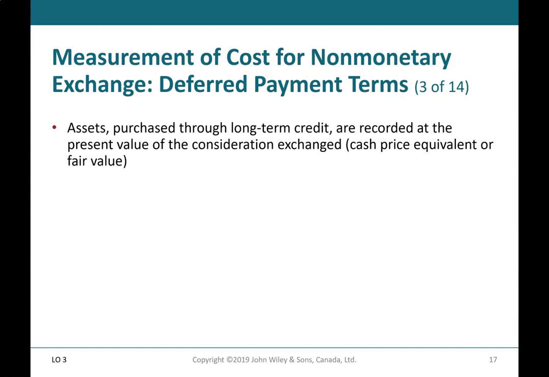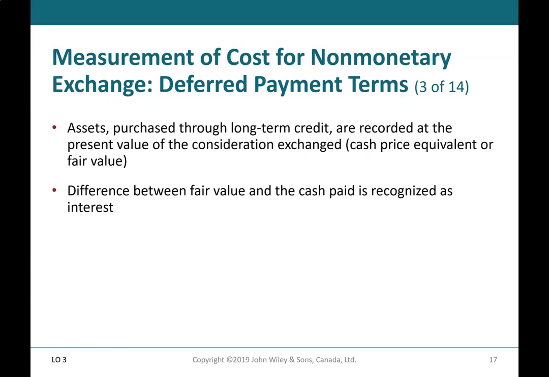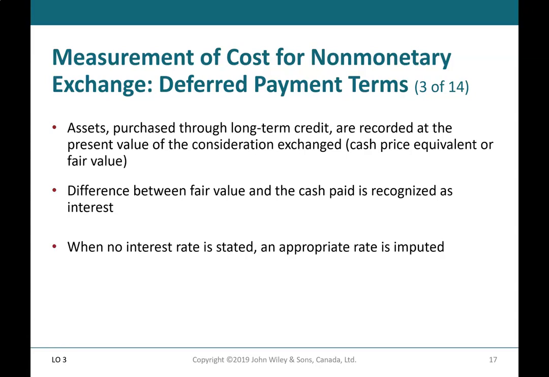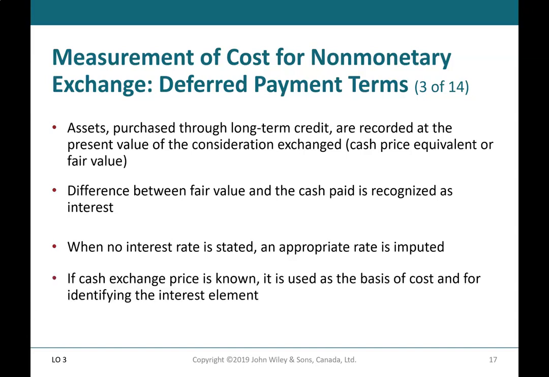Assets purchased through long-term credit are recorded at the present value of the consideration exchanged, cash price equivalent or fair value. The difference between fair value and the cash paid is recognized as interest. When no interest rate is stated, an appropriate rate is imputed. If the cash exchange price is known, it is used as the basis of cost and for identifying the interest element. Interest is expensed during the periods involved.